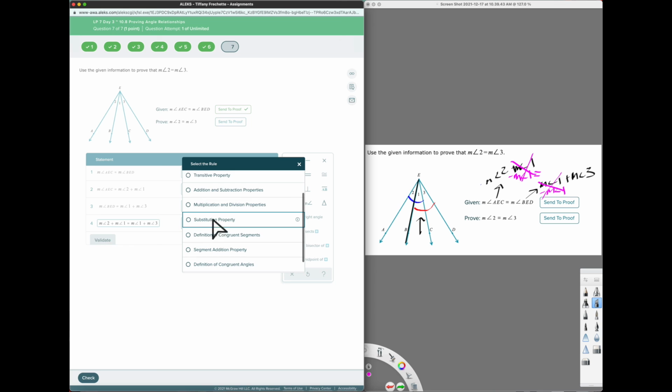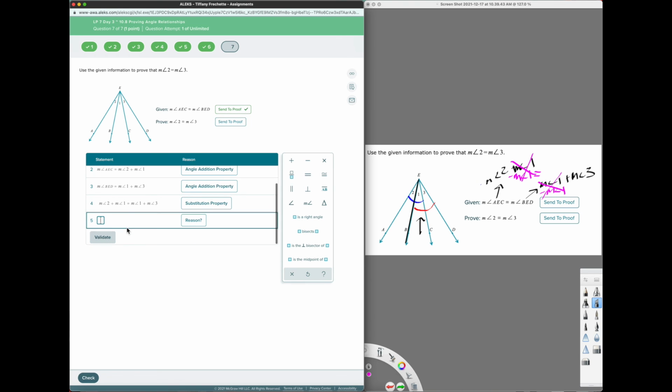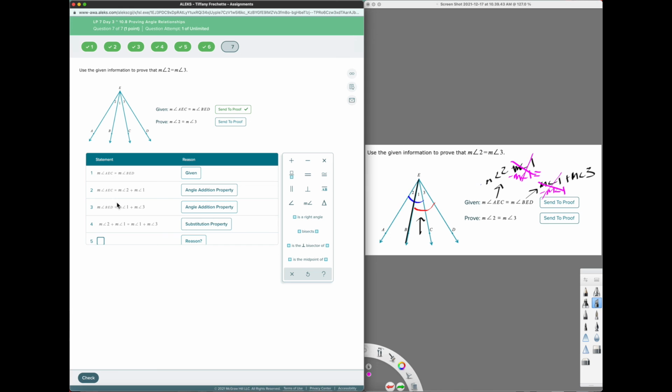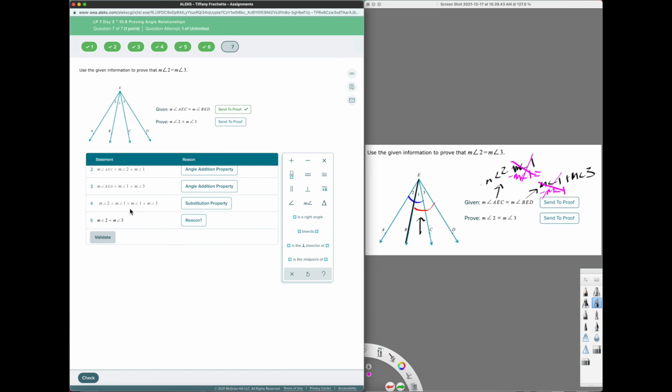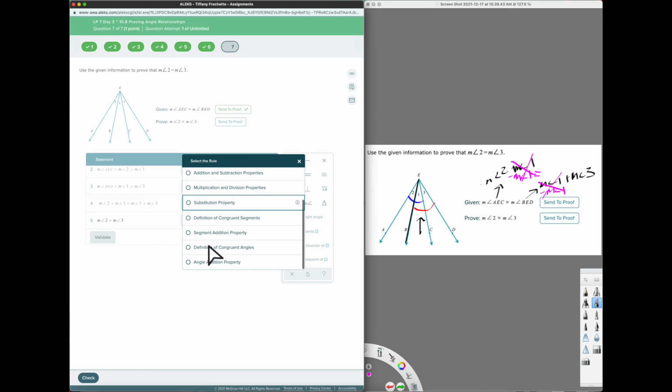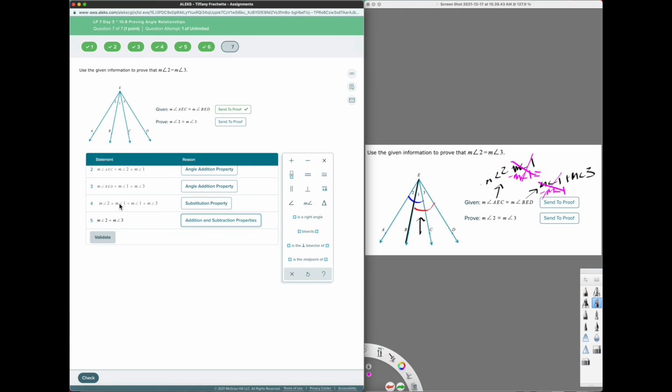So this step is kind of the socks, and here are my shoes. I could not have said this step before these two. So those were dependent on each other. All right, so now that I have them together, my last step is to send this to proof. You don't actually see the subtraction happening on here, but I'm using the addition or subtraction property, meaning I can subtract or add the same thing from both sides of the equation. So that's what I'm doing. I'm subtracting angle 1 from both sides and it eliminates itself.